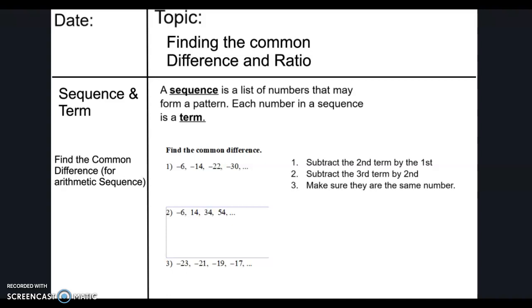So I want to go over those terms before I start to say them and you not know what I mean. The first thing we're going to do is find the common difference in a sequence. You can go ahead and pause the video right here and make sure you write down all the notes and the problems, that way when I go over it, you'll be prepared.